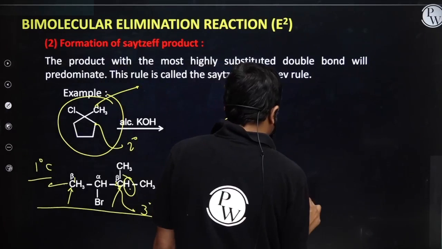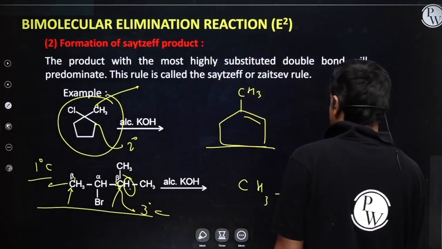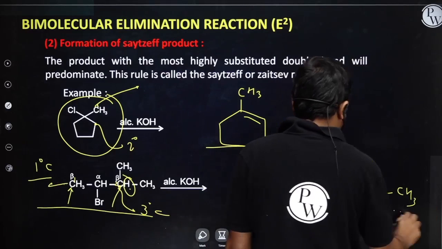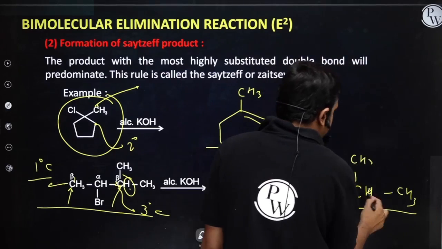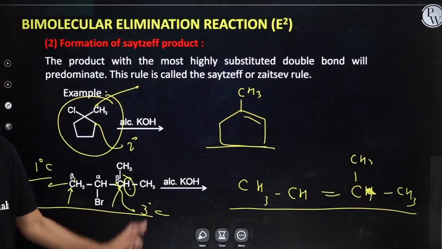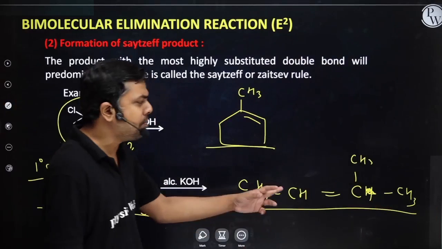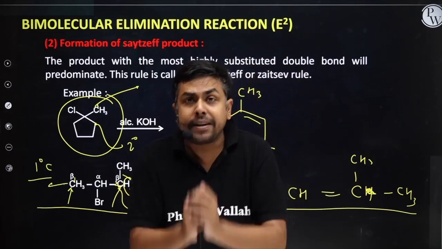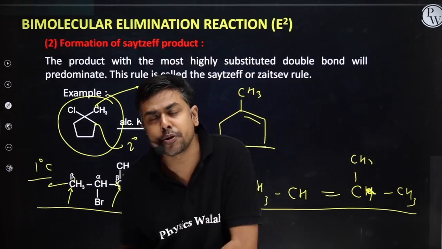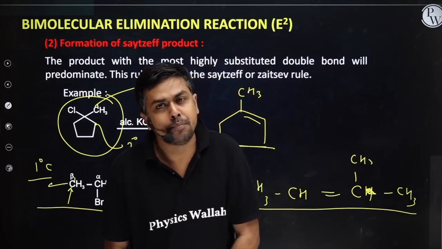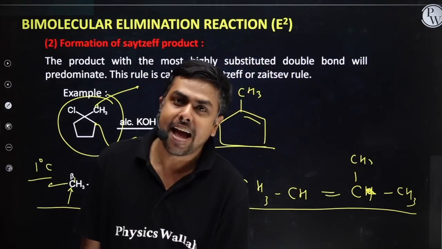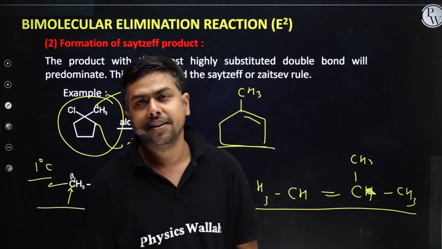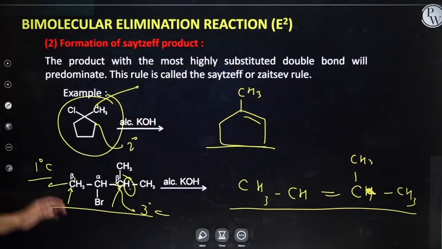CH3 CH doubly bonded CH CH3 CH3, where this H is removed, right? Okay, so this is my final product, and this product is referred as Saytzeff product. Removal of beta hydrogen from a more substituted carbon always gives us a more stable alkene, and the alkene formed is referred as Saytzeff alkene. Am I clear? Let's move ahead.